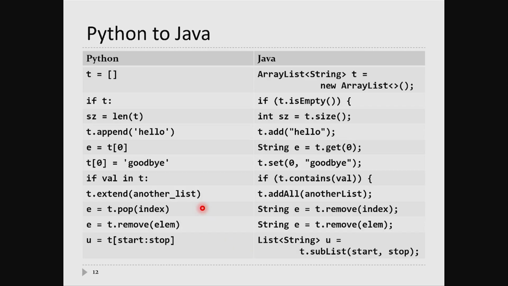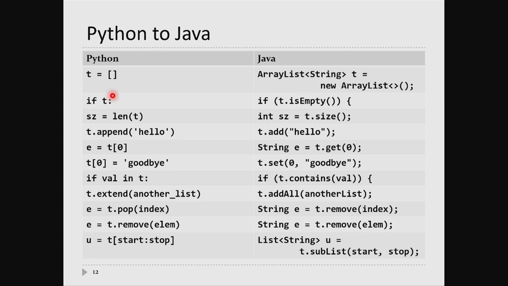OK, so there's lots of things you can do with a Python list. This is only a partial table. Almost everything you can do with a Python list, there's a corresponding way to do it in Java. Unfortunately, the corresponding way to do it in Java almost always involves more writing.